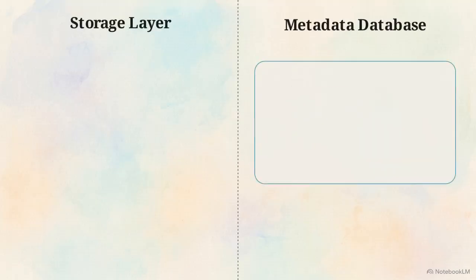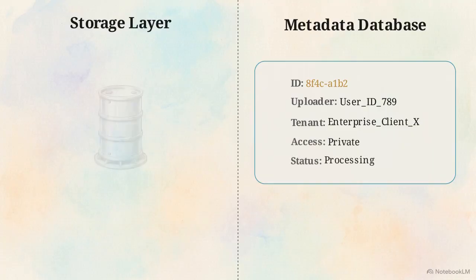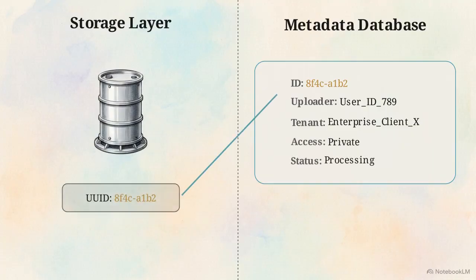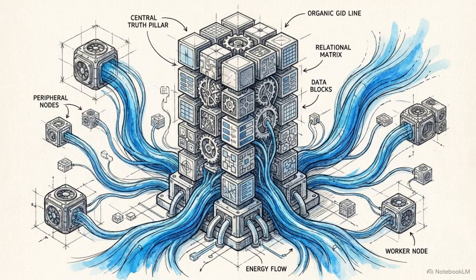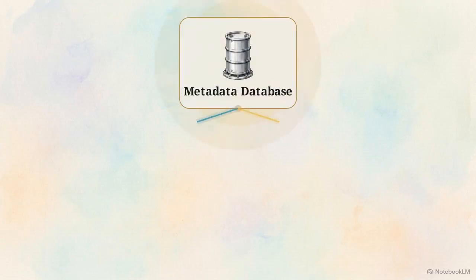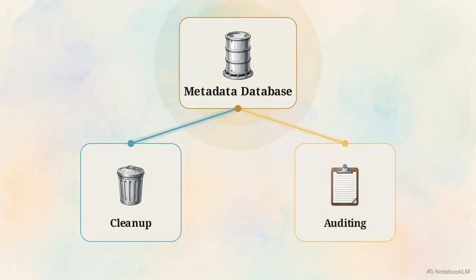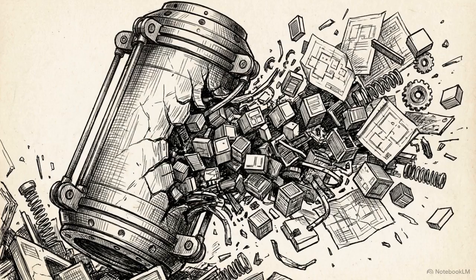The database tracks the critical metadata: the uploader's identity, tenant boundaries, access levels, and current processing status. The storage bucket only needs to know the unique ID. Because the metadata model dictates behavior, permission checks are enforced by database logic rather than folder structures in the storage layer. This database acts as the ultimate source of truth. It determines when a file is ready to be served and provides the necessary anchors for auditing and cleanup. Without this relational model, an object storage bucket rapidly degrades into a disorganized and vulnerable dumping ground.